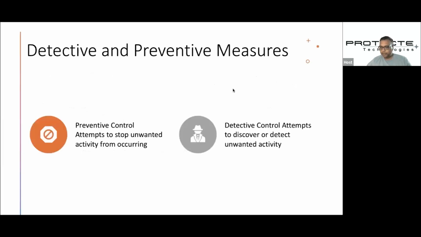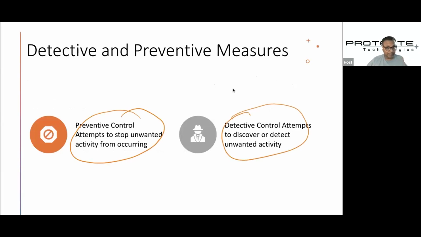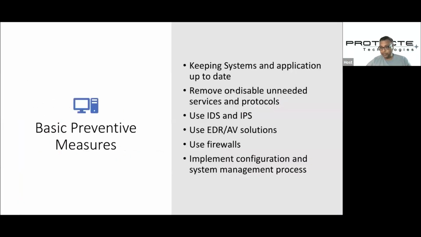Right. Simple question, okay? And then we have certain detective and preventive measures. What are preventive measures? Preventive measures are basically the attempts to stop someone from doing anything untoward. And detective controls are to basically see that if something is going wrong, you can detect it. So keep that in mind. In security operations, you are trying to prevent and also detect if something is going wrong.